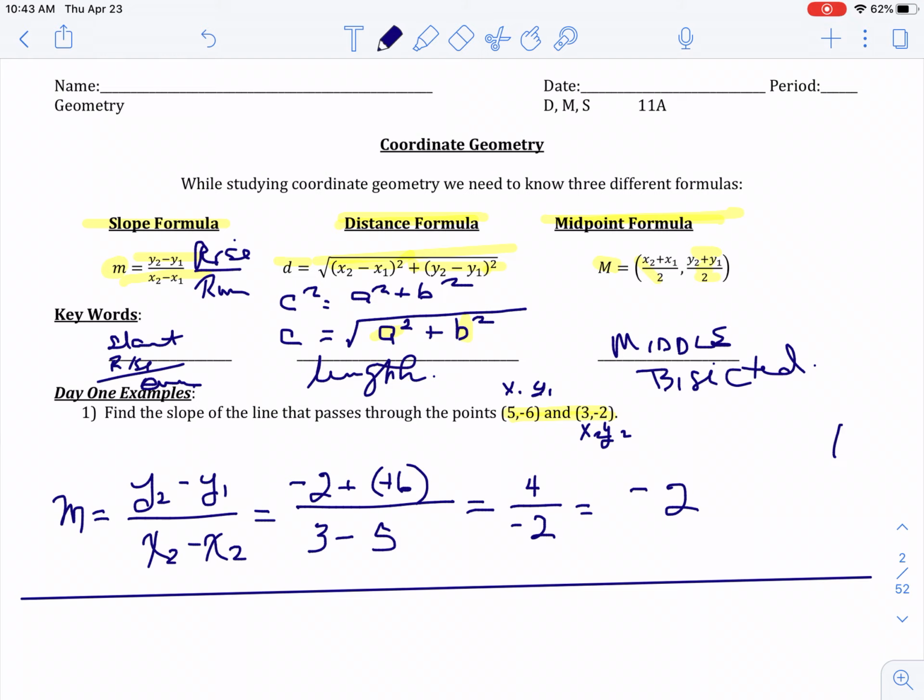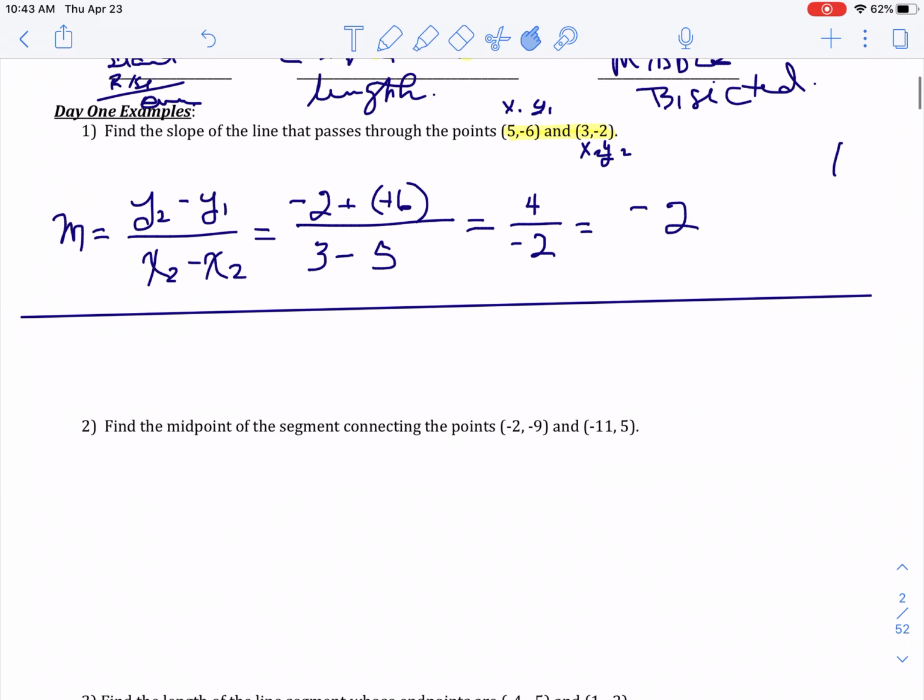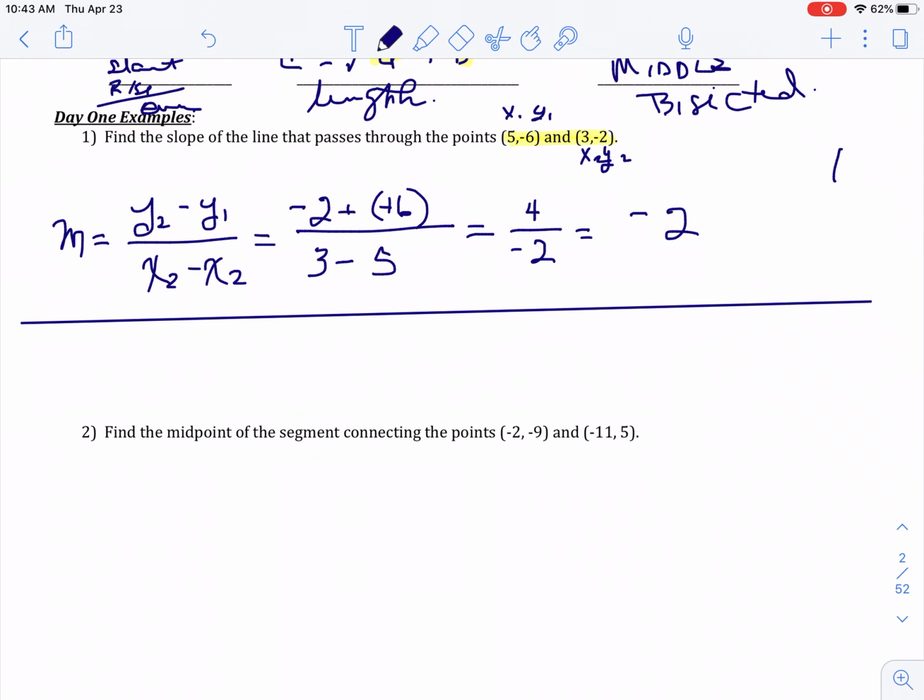Okay, let's move this up. If I were to graph, we're just going to do a sketch. 5, -6. And 3, -2, right? This would be my line.